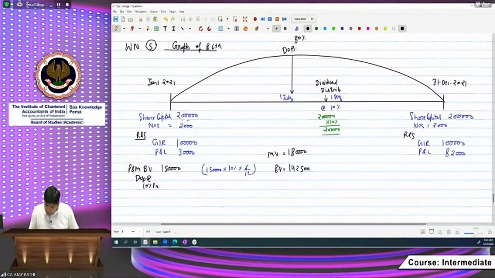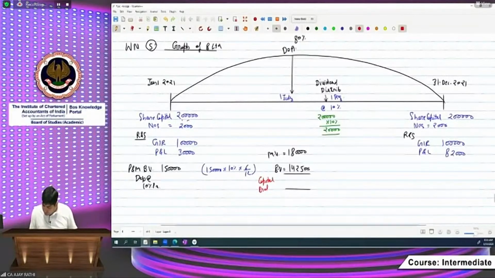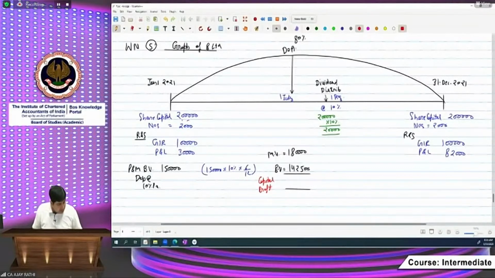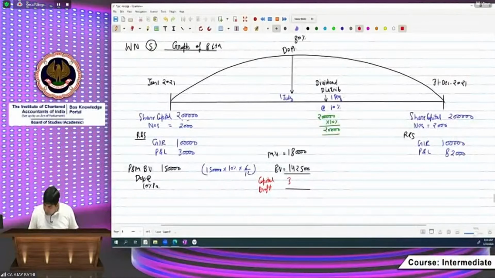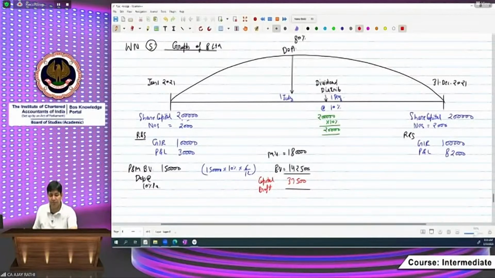1,42,500. Is there any amount which can be called capital profit or loss? That will be of capital nature. That is capital nature. Capital profit or loss? Profit will be there because the market value is more. How much will that be? 37,500. Very, very good. Everyone is answering perfectly. Very good, beta.